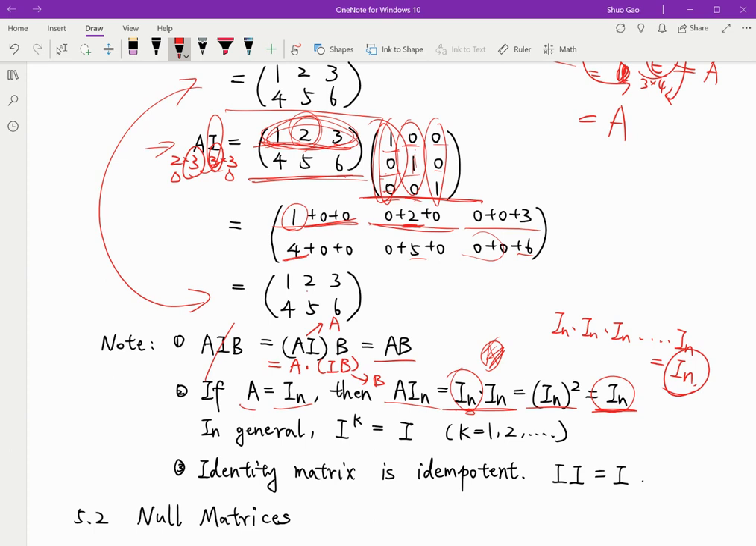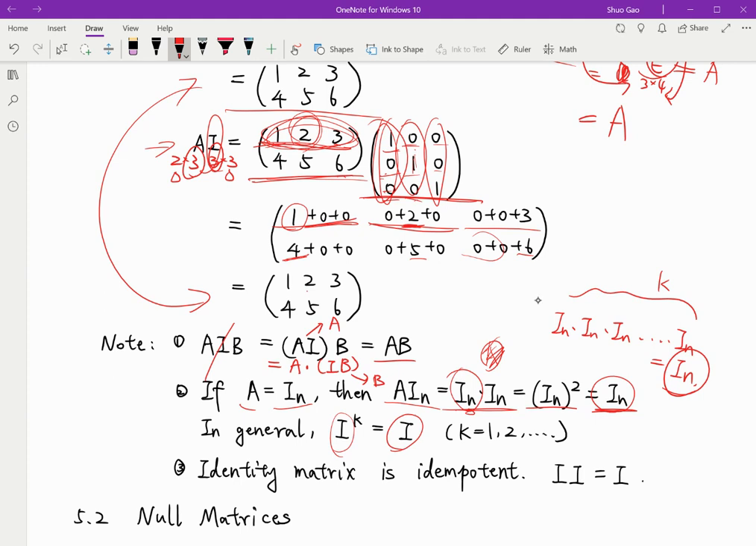Right. So this is another property. So IN to the power k, that means you multiply the identity matrix k times, and the result should also be the identity matrix itself.